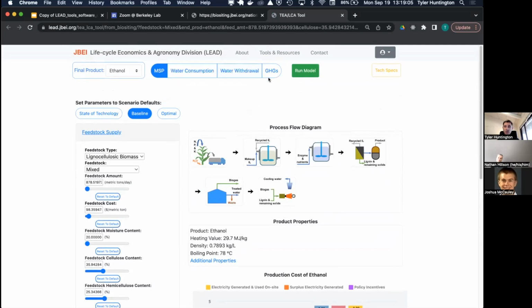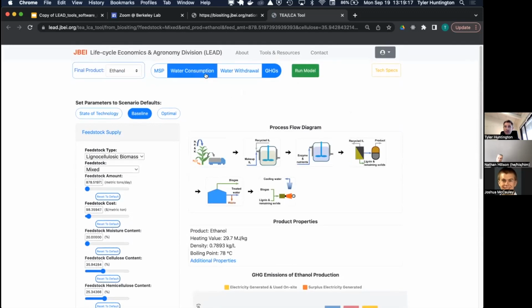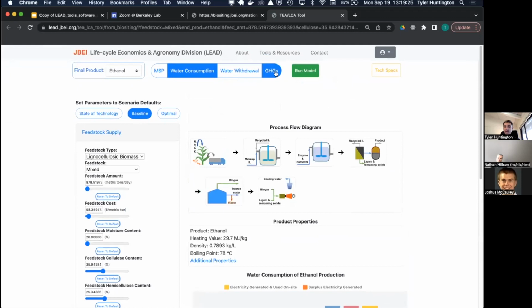And then if you wanted to evaluate the environmental footprint, that would be the greenhouse gas emissions model here, or either of these water footprint models, water consumption or water withdrawal. So between the water and the greenhouse gases, those give you a full picture, or most of a picture, of your environmental impact.